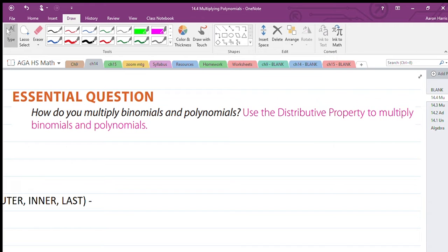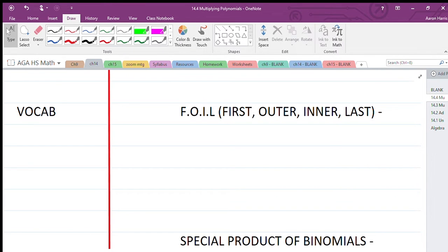Our essential question of the day: how do you multiply binomials and polynomials? Well, again, distributive property. We focus on that a lot when we multiplied, but we're going to teach you a new term called FOIL. Vocab for the day. That's right, FOIL. FOIL is an acronym for what? First, outer, inner, last. Okay?